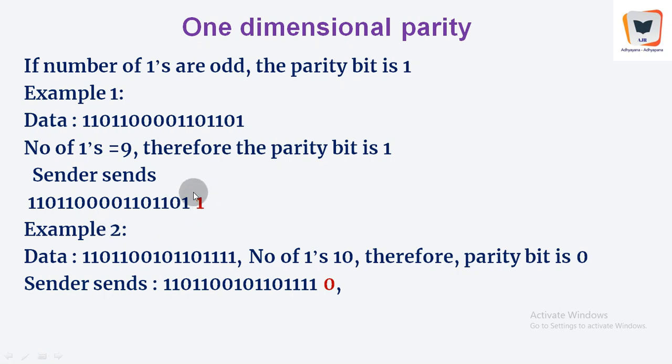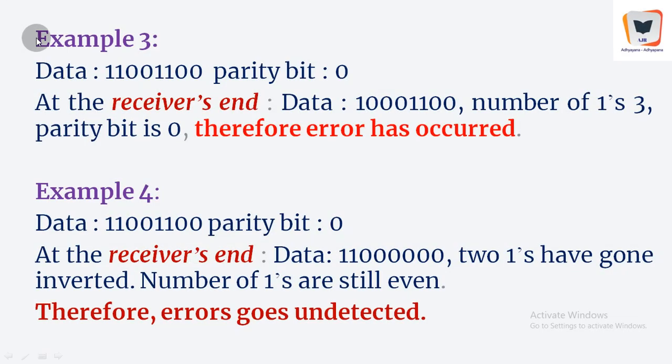This is the one-dimensional parity bit. In example 2, the number of ones is 10, which is already even. Therefore the parity bit is 0. Therefore the sender sends the original data along with the parity bit, which is 0, and in the previous example it sends 1, because it needs a 1 bit in order to have even parity.